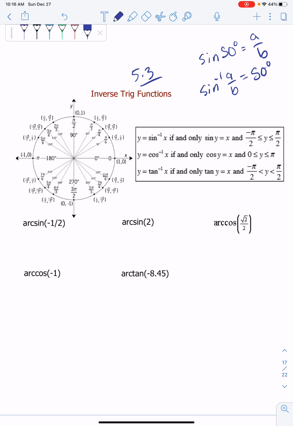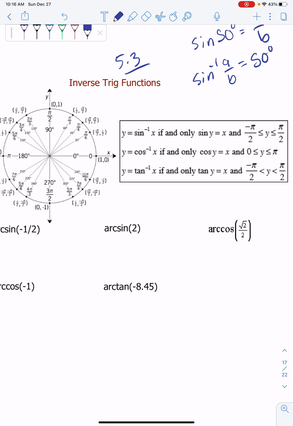So a normal trig function gives you a ratio of the sides. An inverse trig function tells you what angle has that ratio. A couple of things to remember, and I know we're going fast through these. We'll cover it a little more in class if we need to.